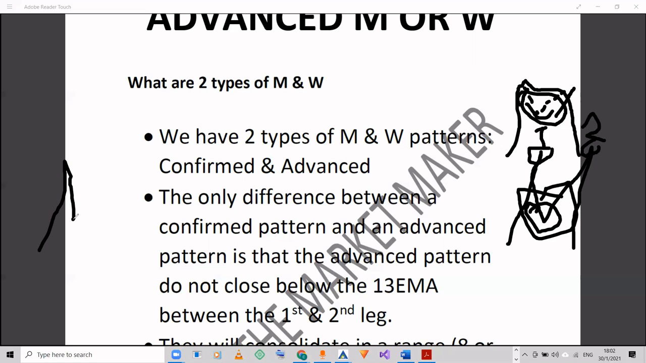So the confirmed is the one where this is the first leg here, then the second leg, then the apex is present. Let me double tick for that. The apex is present right there. Beautiful.